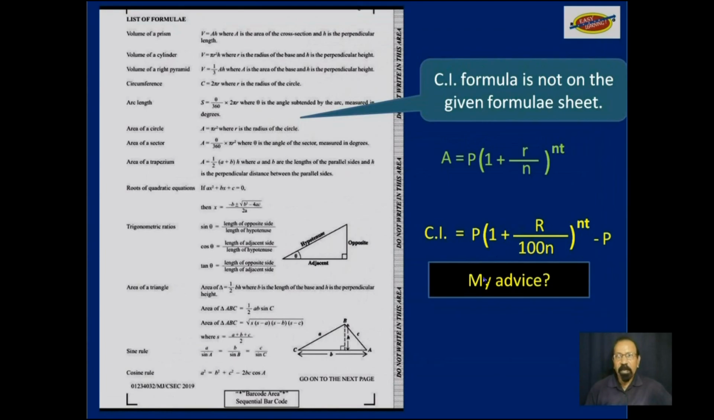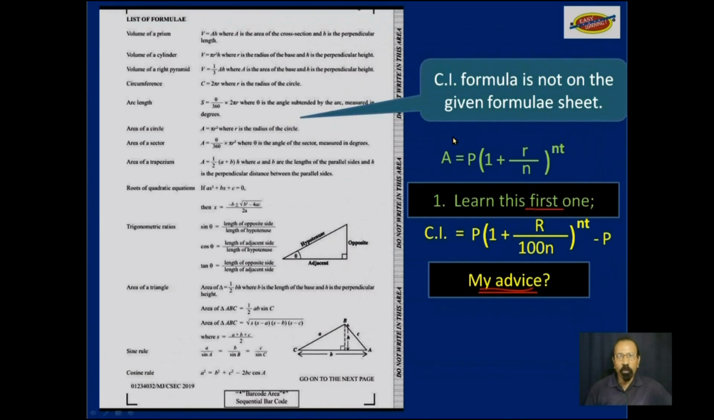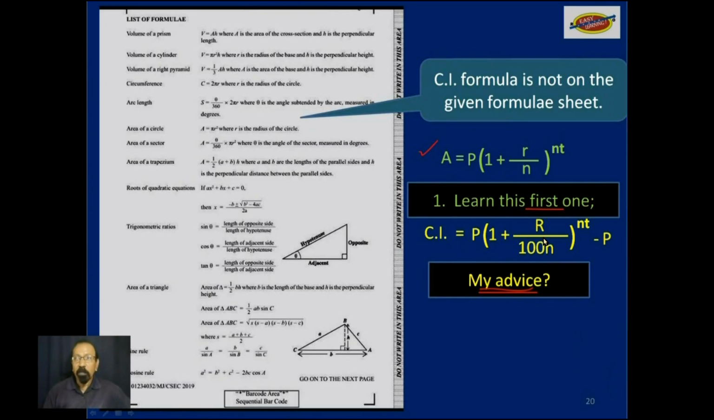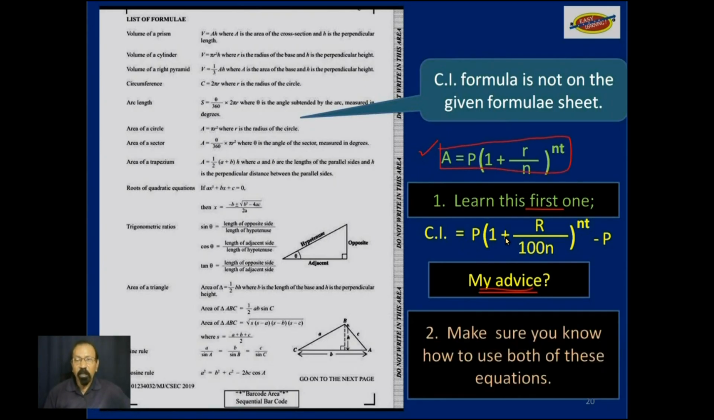So, my advice is to learn the first one, this one here, and the second one is actually a variation of that first one. I will explain that in a little while. But I strongly suspect that if you have to use this formula, either one, in a question, that CXC will provide that at the end of the question. But to be on the safe side, learn this first one. You don't have to learn both of them. Make sure, though, that you know how to use both of them if you see them.